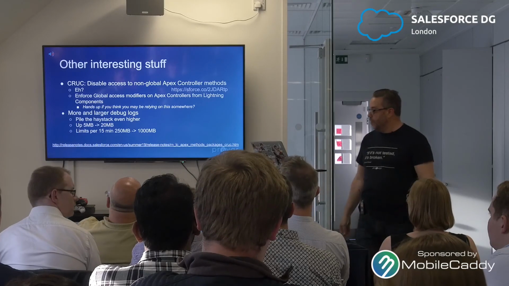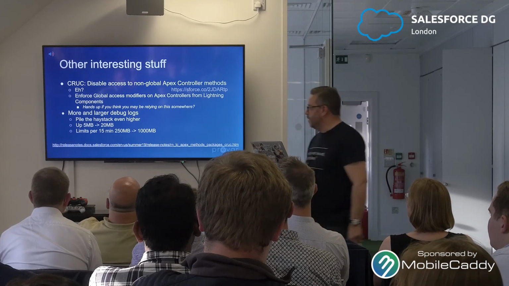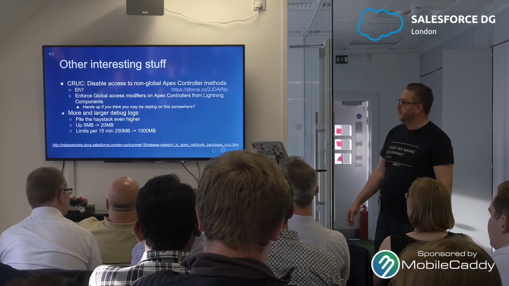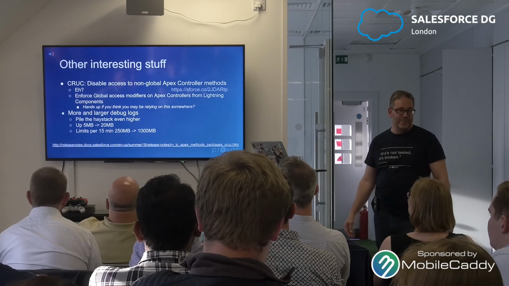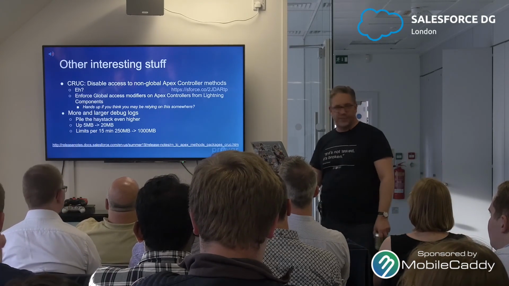Another thing is larger debug logs, because they weren't big enough already. The haystack's even higher and the needle's the same size. Instead of 5 meg, it can now be 20 meg. But I've got to say, I've been on those calls, you know, it's 2 AM, you're looking for something in production, the log's truncated, how the hell am I going to find this? So that should make it easier, and they've increased the limits of the amount you can have per 15 minutes as well.